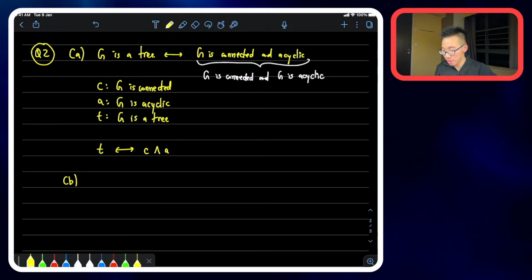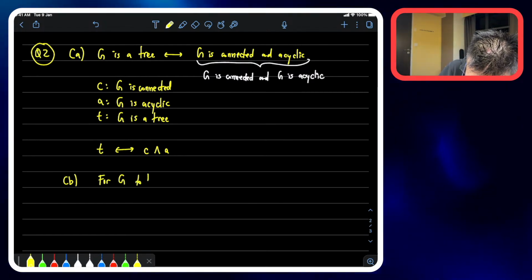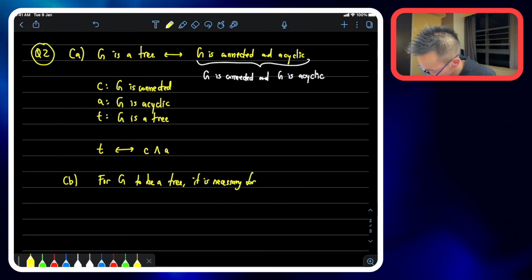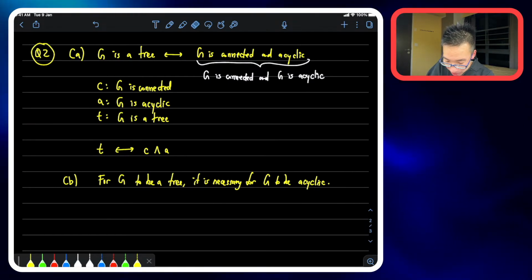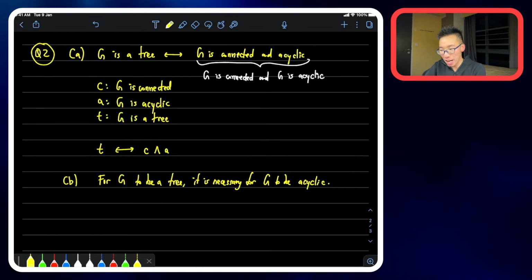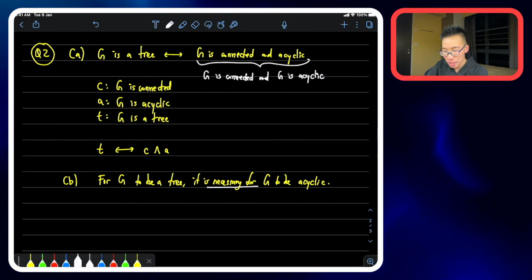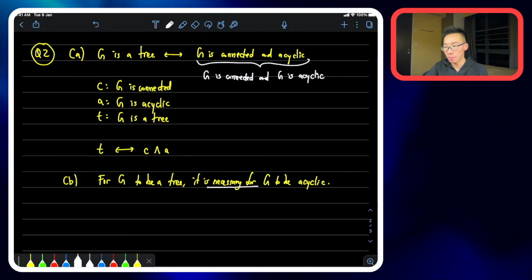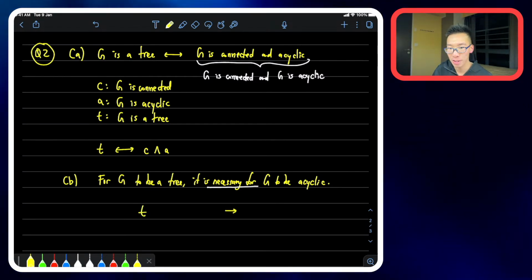For G to be a tree, it is necessary that G is acyclic. So what that means is that for G to be a tree, it is necessary for G to be acyclic. That is what it means. And how do we represent this symbolically? For reasons that are a little bit tricky to elaborate on, when we use the phrase "it is necessary for," we usually mean implication. So what does it mean? Well, the idea is that for G to be a tree, it is necessary for G to be acyclic, which means if G is not acyclic, then G cannot be a tree. By doing what we call the contrapositive.